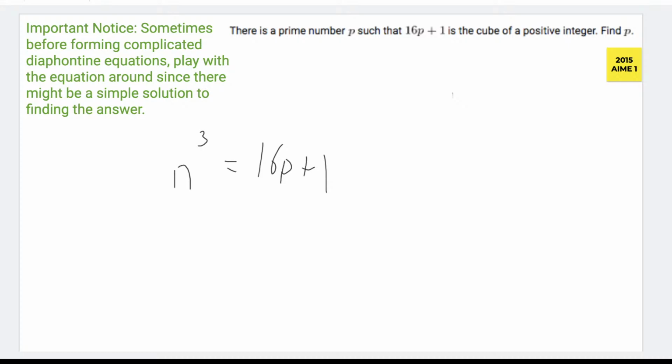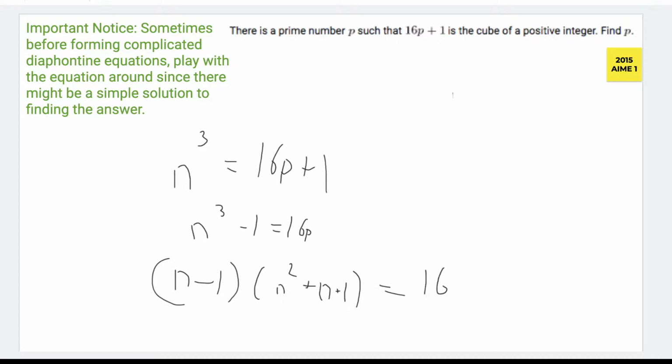Now we subtract 1 from both sides to get n cubed minus 1 equals 16p. Now, remember, there are different ways to factorize, like n cubed minus 1. It's an important factorization to know. But n cubed minus 1 is factorized like this: n minus 1 times n squared plus n plus 1. The handout will have all of these important factorizations, so you don't need to worry about writing this down or memorizing it right now. So n minus 1 times n squared plus n plus 1 equals 16p.